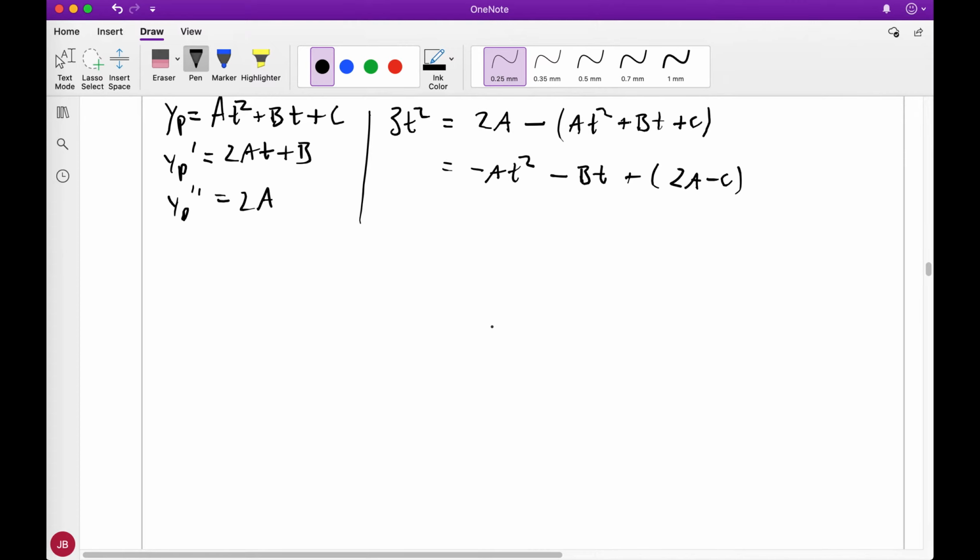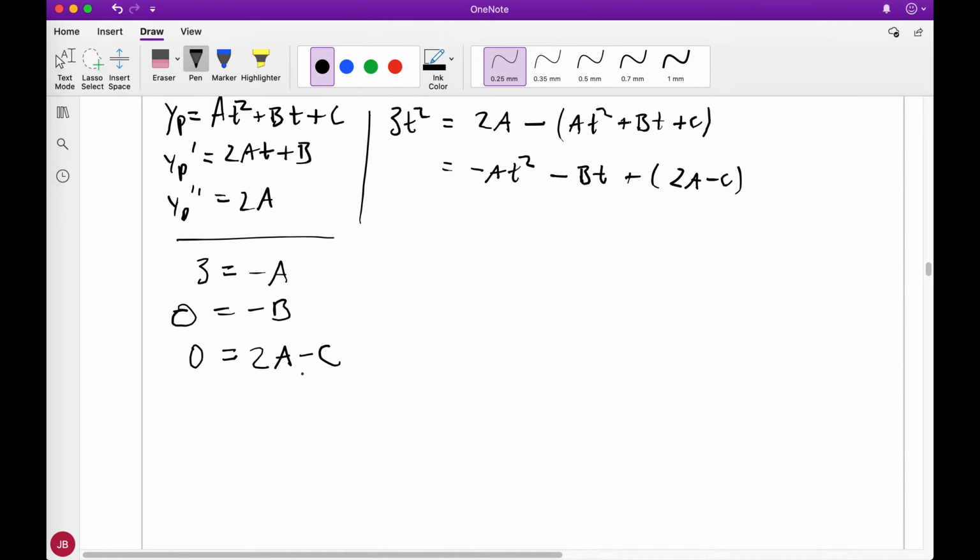And so what that tells us is now we need to equate coefficients, right? So the coefficient of t squared has to be the same. The coefficient of t has to be the same. Notice there is no t, so over here the coefficient is 0, so that should help us find what b is pretty easily. And also the constant coefficient, well, there is none over here, so that means that 2a minus c is also 0. So what we get is 3 equations now, so 3 has to equal minus a, 0 has to equal minus b, and 0 also has to equal 2a minus c, right?